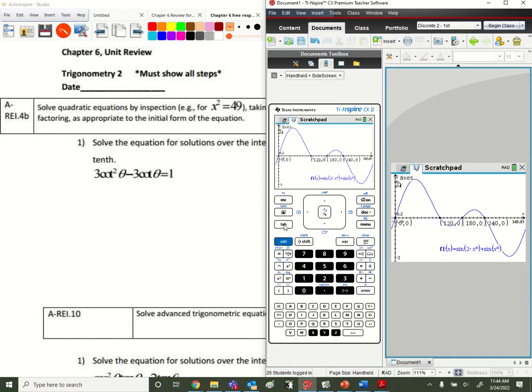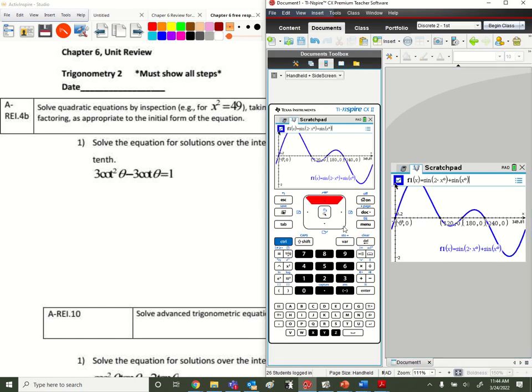So right here, I'm going to go tab, arrow up. So 3 cotangent x degrees, close squared, minus 3 cotangent x degrees, close. And now over here, it's not equal to 0 yet.